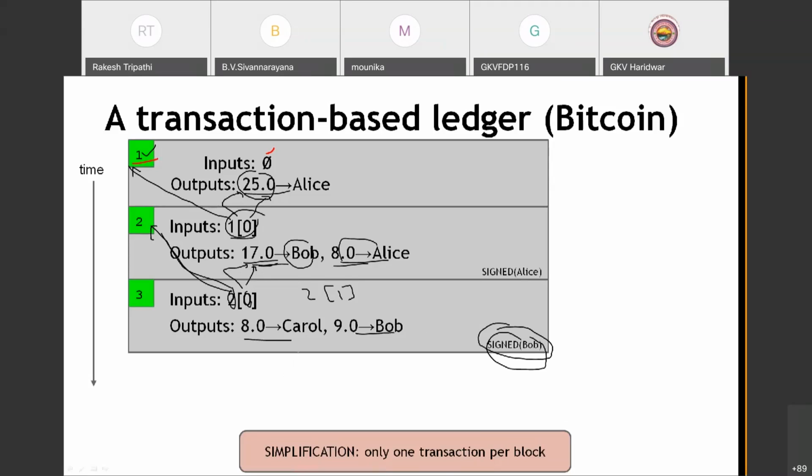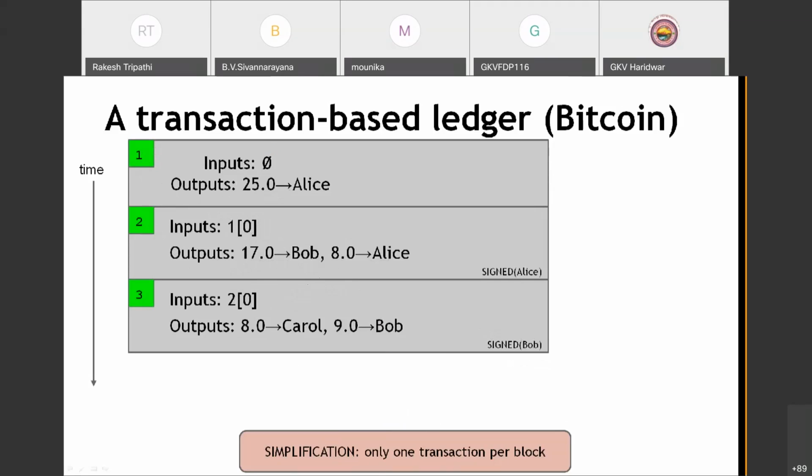Okay, this is valid. It can be verified using your hash pointer. The hash pointer will point to this transaction 2, 1. Am I right? And you can go to that block. You can see that this much money is there and you can work it out. And Bob has the money. This money belongs to Bob and he is putting his signature.